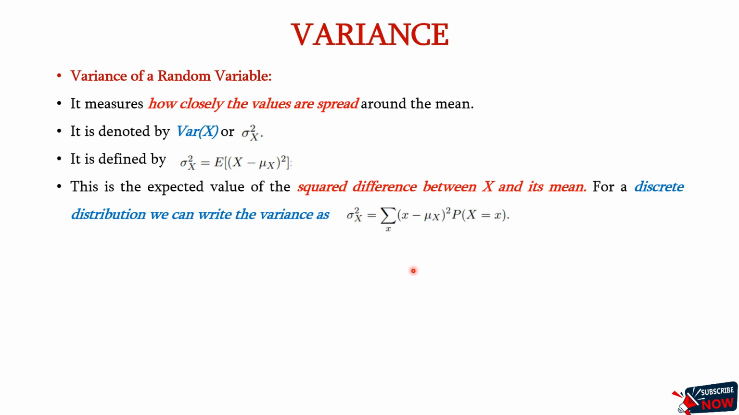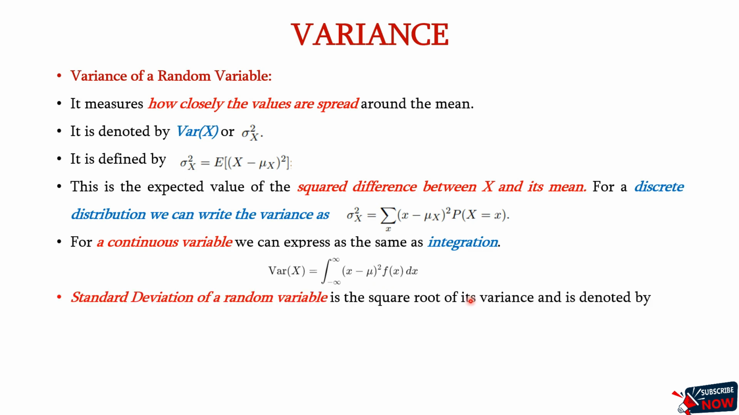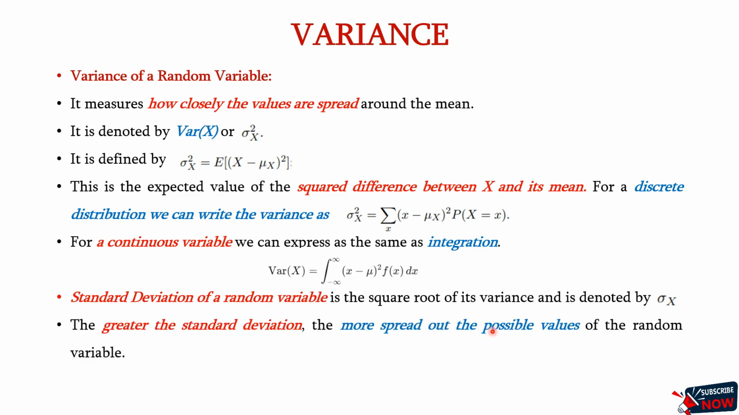For a discrete distribution, we can write the variance as summation of (x minus mu x) whole square into P of X equal to x. For a continuous variable, we can express the same equation as integration. So variance of x is equal to integration of (x minus mu) whole square into f of x dx. Standard deviation of a random variable is the square root of its variance and is denoted by sigma x. The greater the standard deviation, the more spread out the possible values of the random variable.